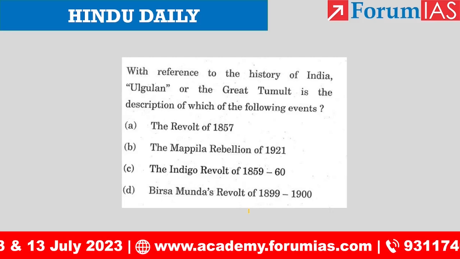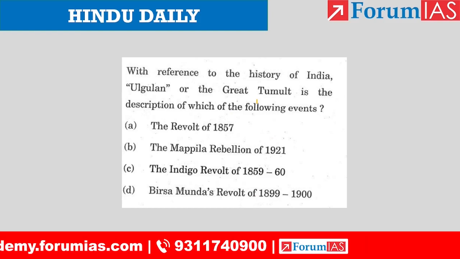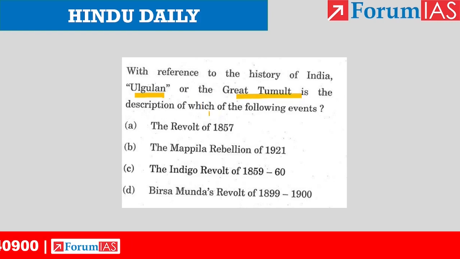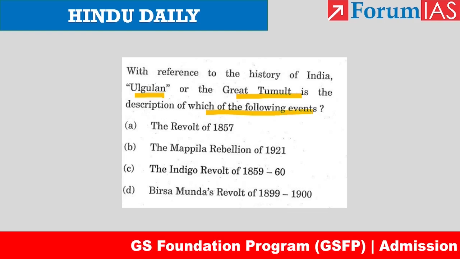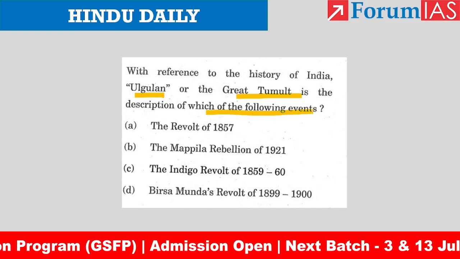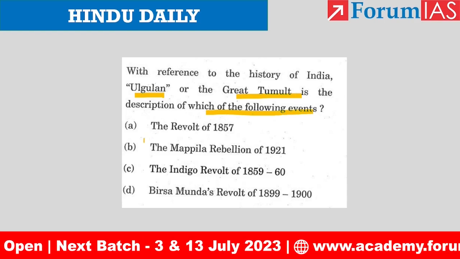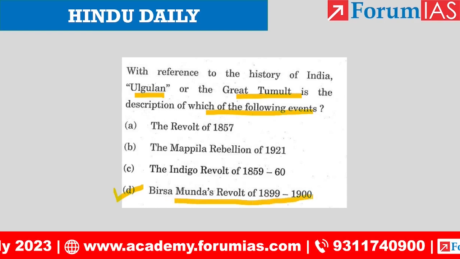Now coming to the second question, asked in the year 2019 prelims. With reference to the history of India, Ulgulan or the Great Tumult is the description of which of the following events? The options given are option A, the revolt of 1857; option B, the Mappila rebellion of 1921; option C, the Indigo revolt of 1859 to 60; option D, Birsa Munda revolt of 1899 to 1900. See, this is a fact-based question. The answer for this question is option D, Birsa Munda revolt of 1899 to 1900.